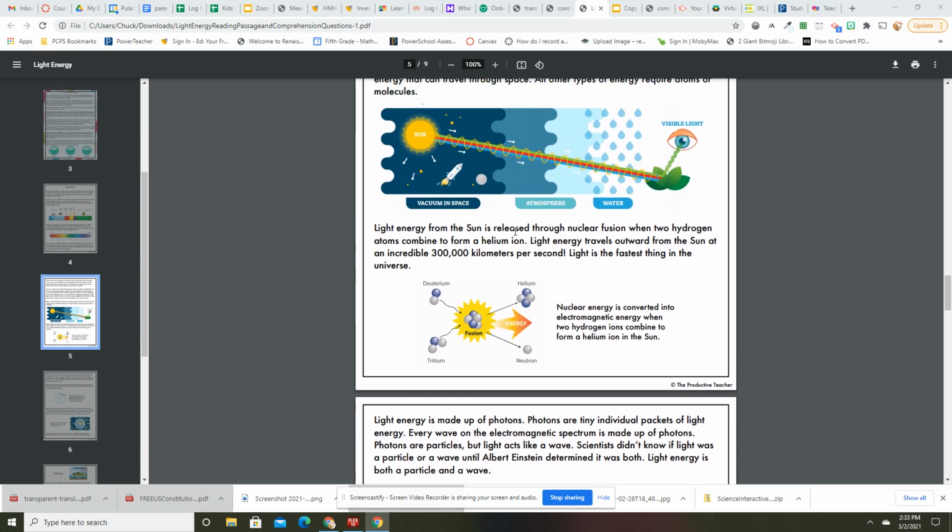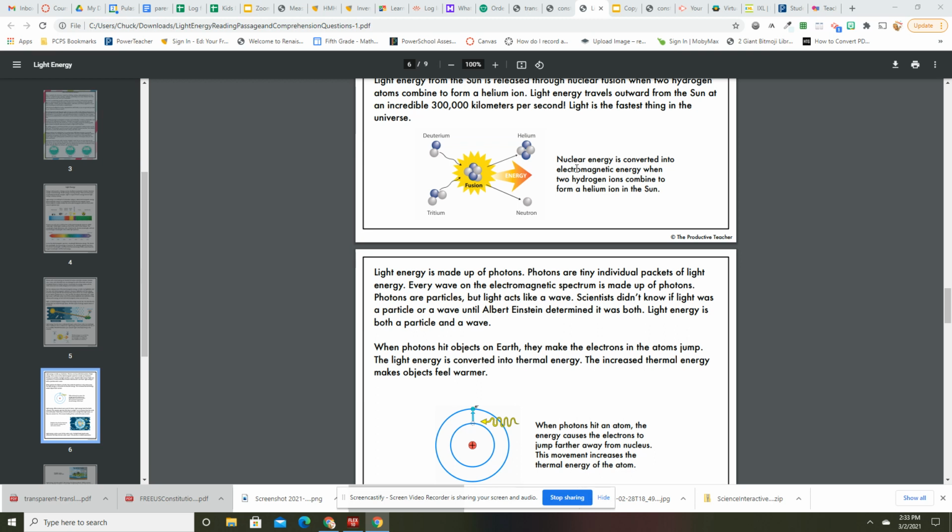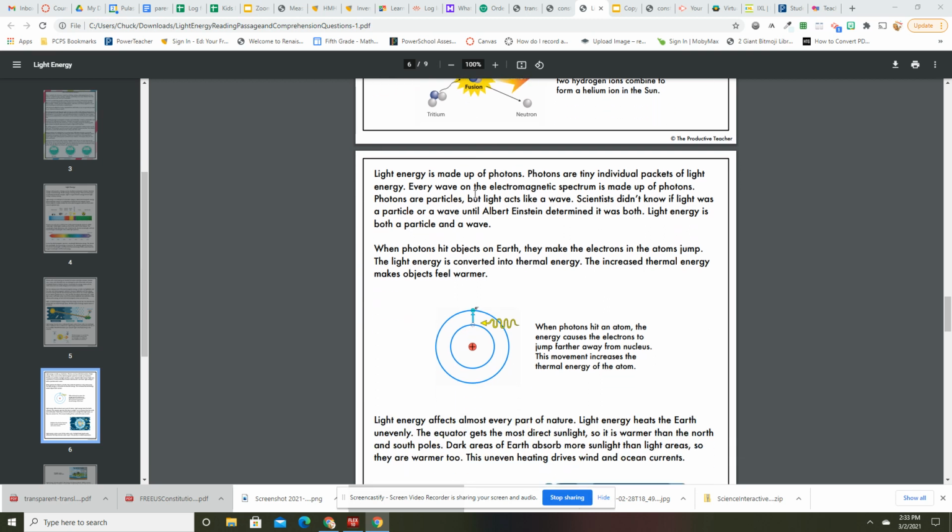Light energy from the sun is released through nuclear fusion from two hydrogen atoms combined to form a helium ion. Light energy travels outward from the sun at an incredible 300,000 kilometers per second. Light is the fastest thing in the universe. Remember that it takes the light 8.5 minutes to get to us for us to be able to see it. Nuclear energy is converted into electromagnetic energy when two hydrogen ions combine to form a helium ion on the sun.